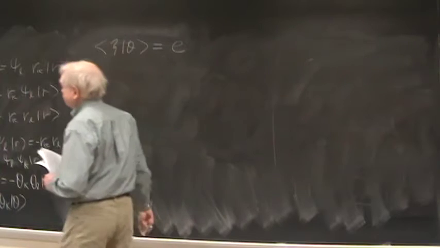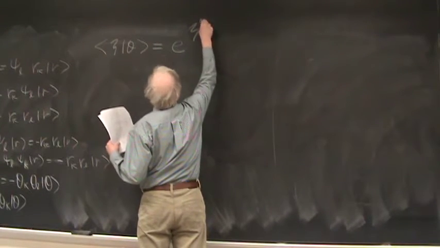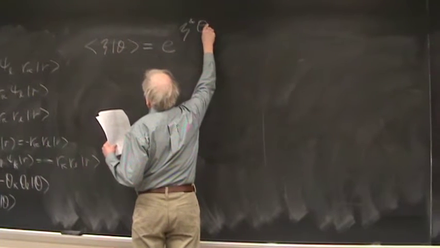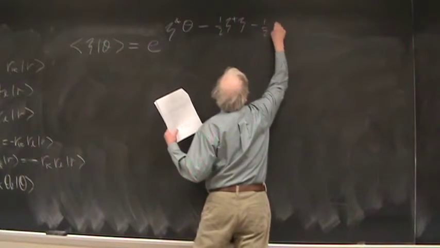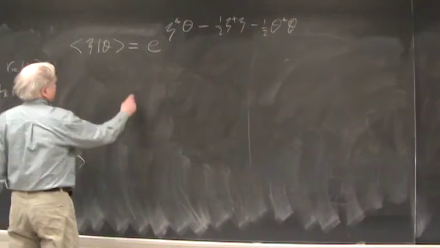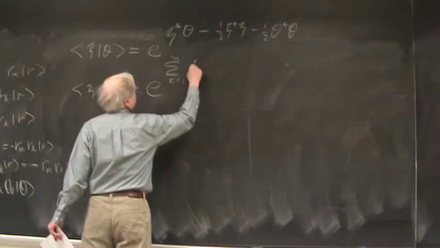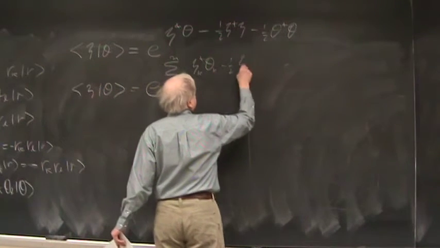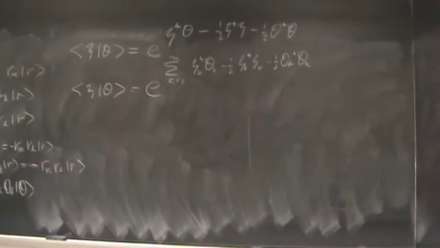It's e to the zeta star theta minus a half zeta star zeta minus a half theta star theta. Okay. So that's the inner product for a single degree of freedom. For n variables, then it's e to the sum over k from 1 to n of zeta k star theta k minus a half zeta k star zeta k minus a half theta k star theta k. That's right. As I said, I redid the notes and changed the notation and printed it. It's really scary to put things in a plane.